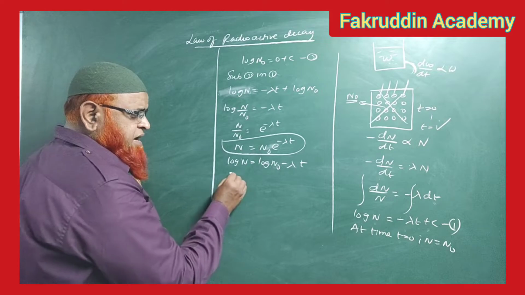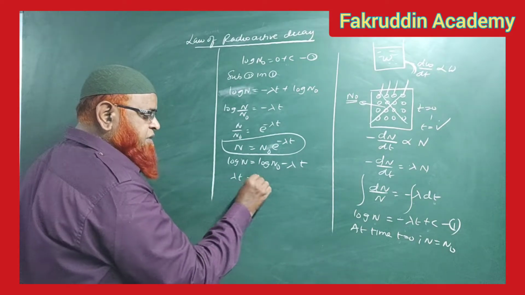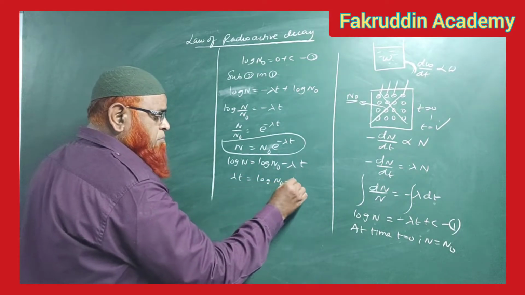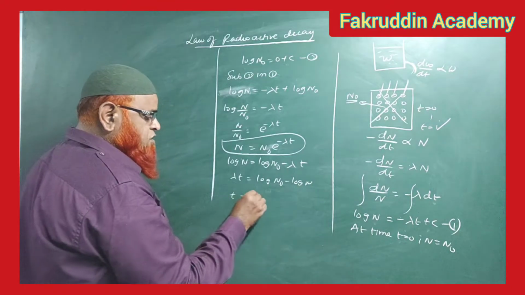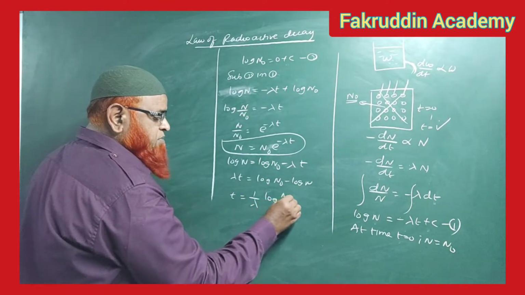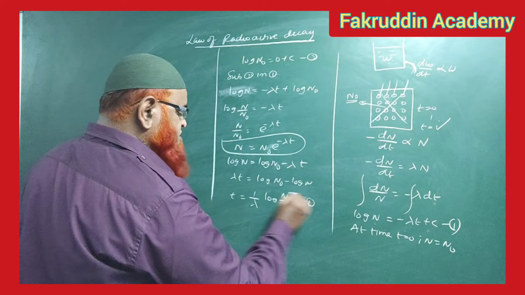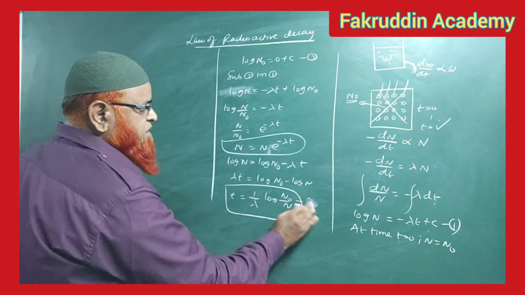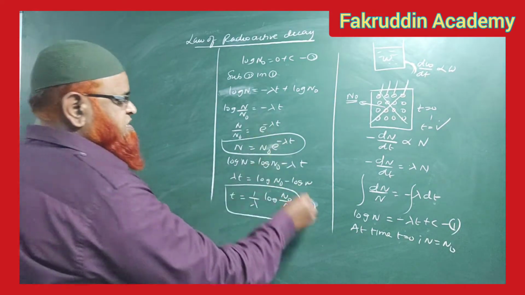From this equation, it is clear that if you take lambda t to the left side, you will get log n0 minus log n, that is, t is equal to 1 by lambda log n0 by n. Let this be equation number 1, or 2, whatever it may be. Since 2 is already present, you can take this as equation number 3.